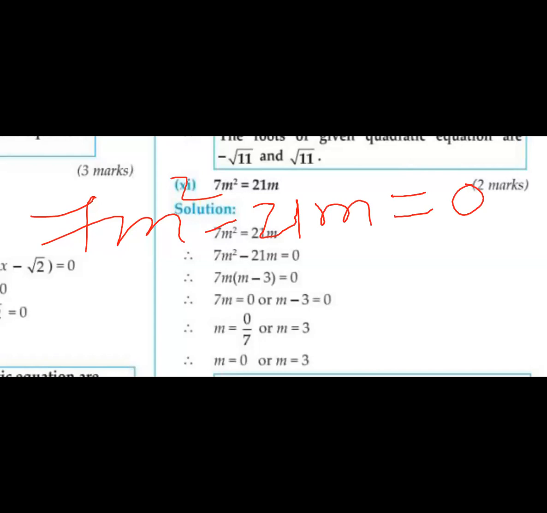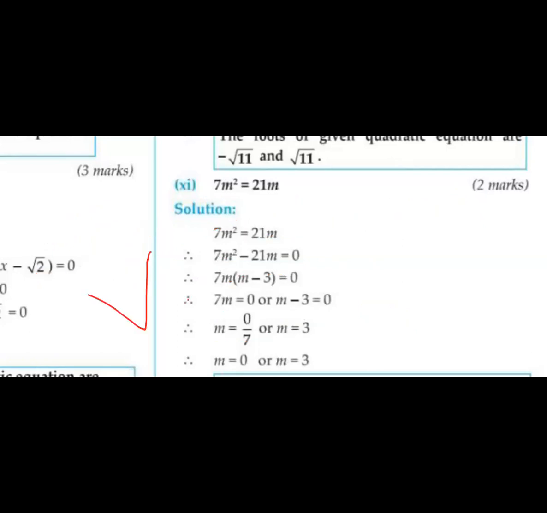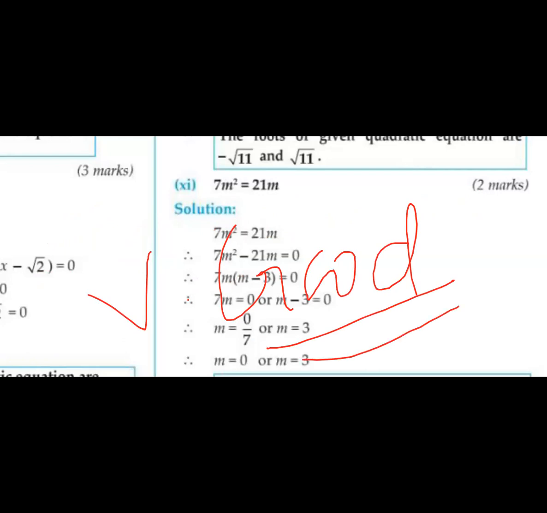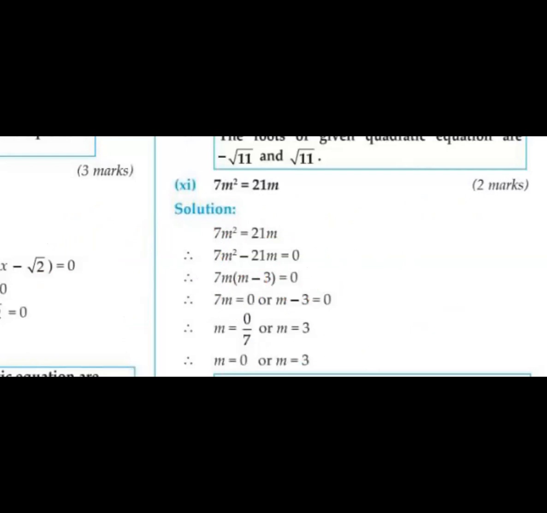Seven. Very good. A equals to 7. B equals to minus 21. Yes, minus. Minus 21, and C equals to 0. Very good. So 7m square minus 21m equals to 0.